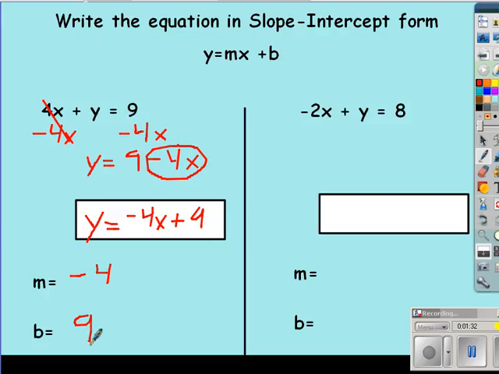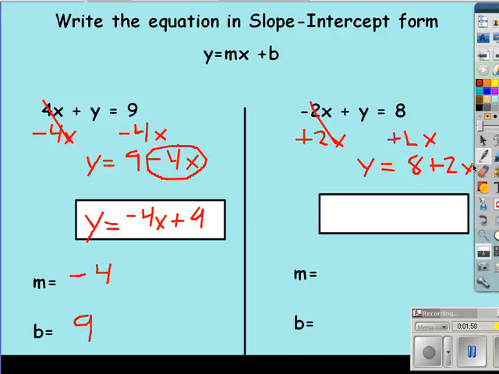All right, this next one here, if I want to get y all by itself, first step, of course, is to add 2x to both sides. Negative 2x plus 2x is 0. Those go away. I've got y equals, again, I cannot combine my 8 and my 2x. So I've just got 8 plus 2x.